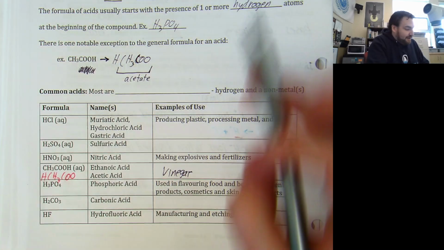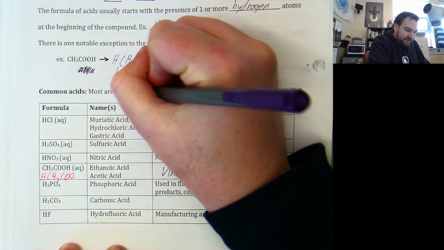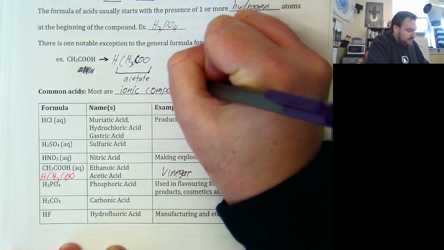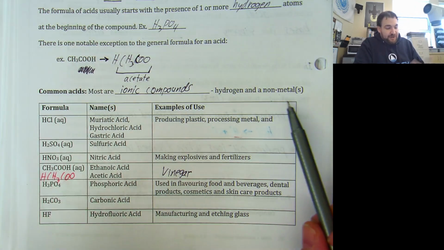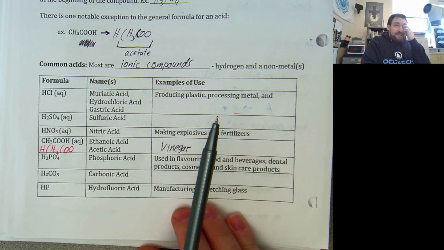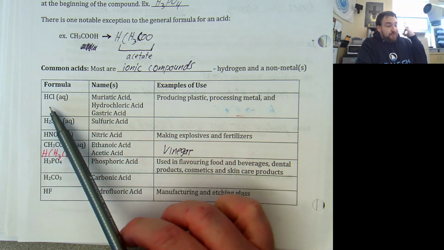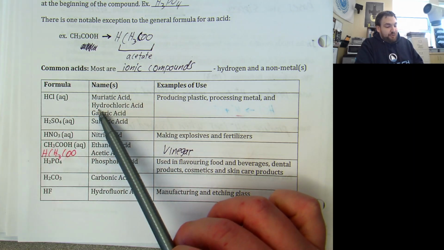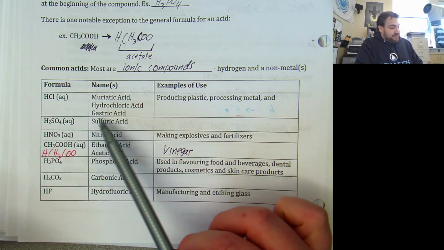So common acids, most are ionic compounds. Not all, but the vast majority of them are. Hydrogen and nonmetals, or hydrogen and a polyatomic ion. So here's some common ones. Here's what they do. HCl has 3 different names. Sometimes it's called muriatic acid. Sometimes it's called hydrochloric acid. Sometimes it's called gastric acid.